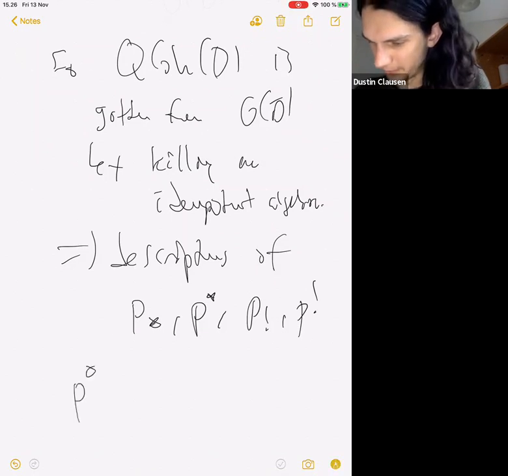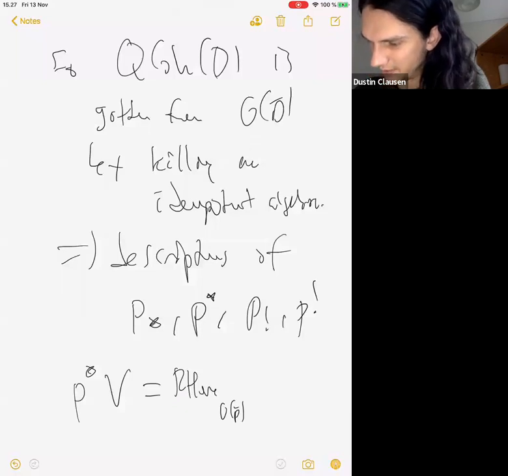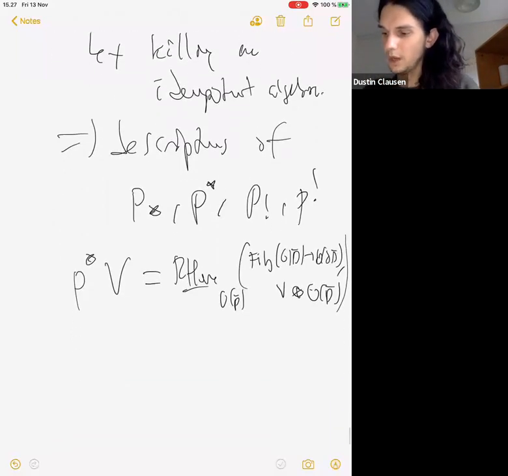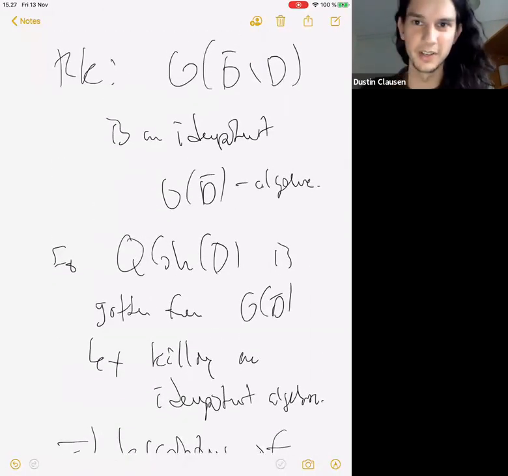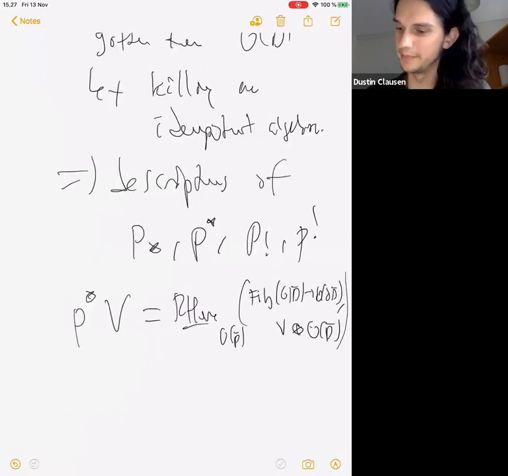P upper star, for example, of a vector space V is going to be gotten by taking R Homs in O of D hat modules from the fiber of O of D hat mapping to O of the boundary of D hat, to V tensor O of D hat. So you take what would be the upper star if the category of modules were just O of D algebras, and then you have to localize that. And the way you localize in the setting of killing an idempotent algebra is by R homing from the fiber term.